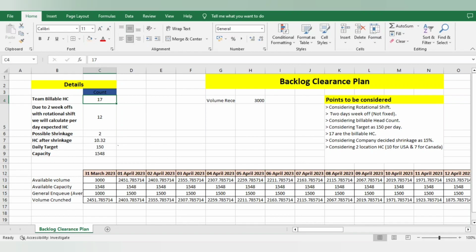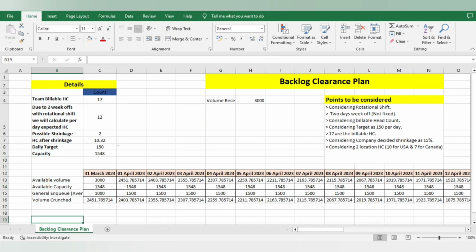Okay, please do remember I took the billable headcount. Many companies have buffer admins as well. They include 2 or 3 buffer admins so that the shrinkage can be covered. That is a different story, guys. Don't include them here, just go with the client requirement.